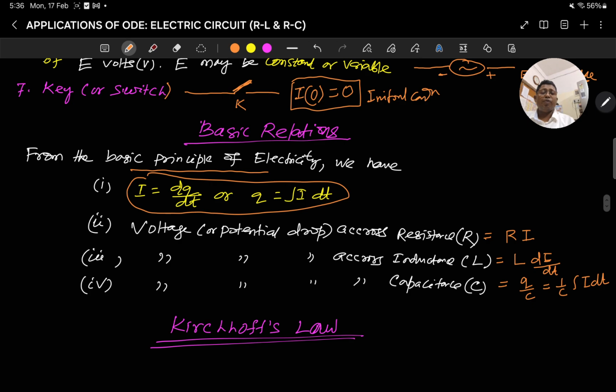Now we will discuss Kirchhoff's law. We have two Kirchhoff's laws, one is Kirchhoff's voltage law and another is Kirchhoff's current law. We will discuss KVL and KCL in detail. Solving differential equations for the RL, RC or RLC circuit all depends upon Kirchhoff's voltage law. So let me write this law as follows.